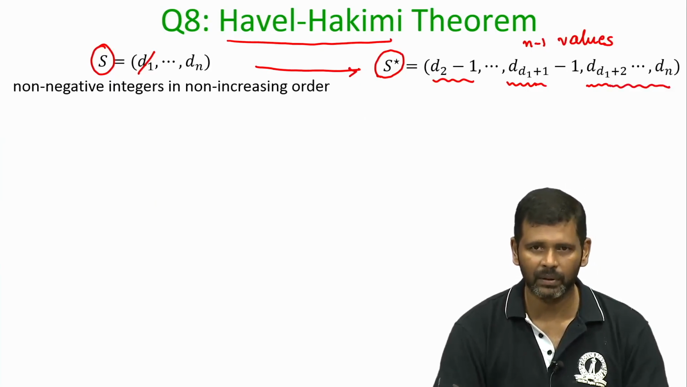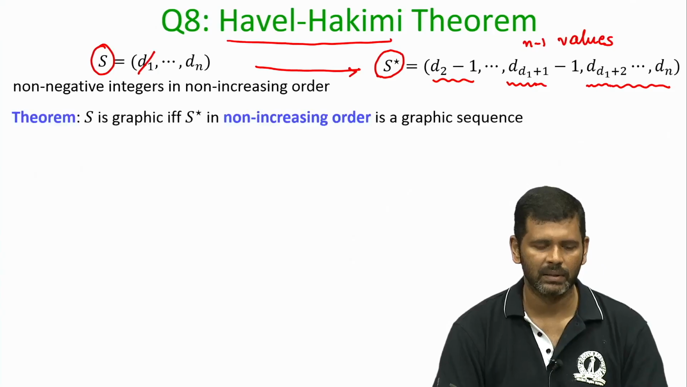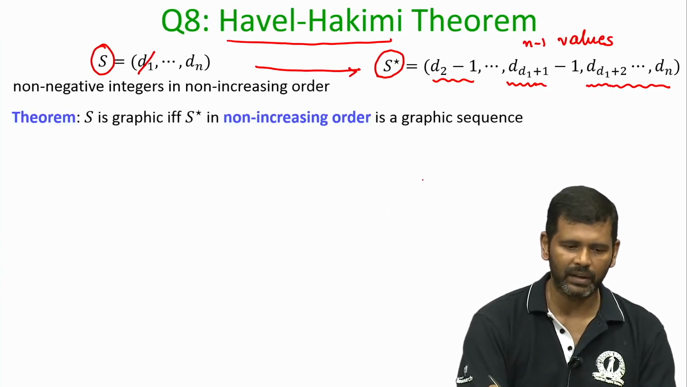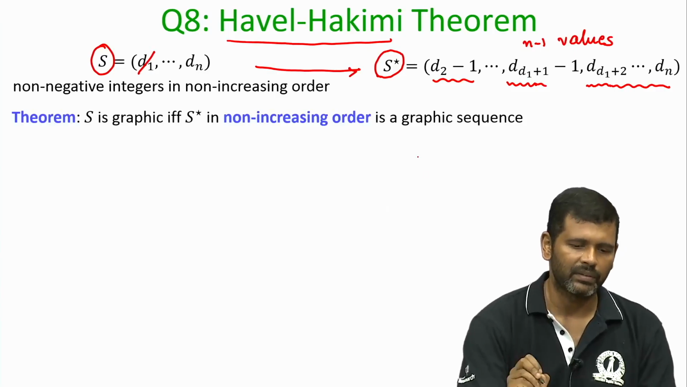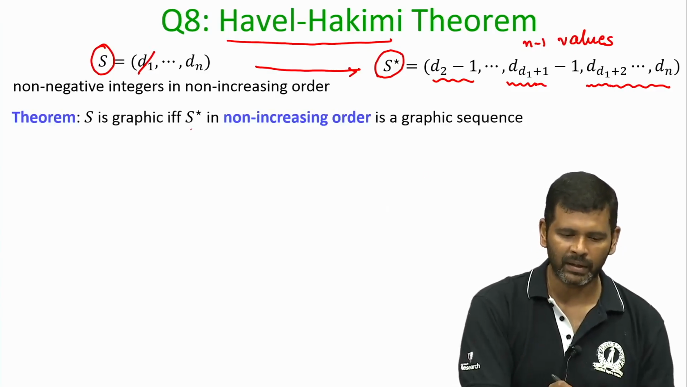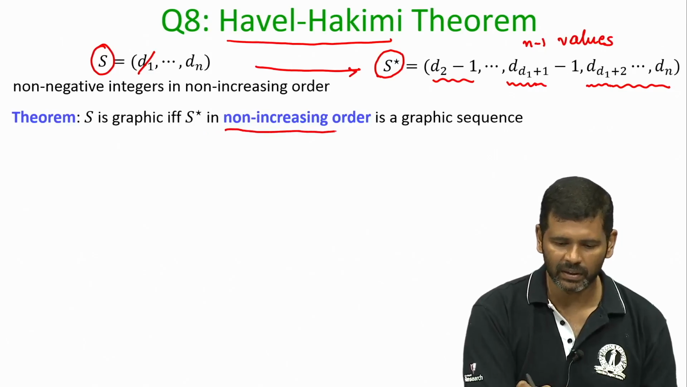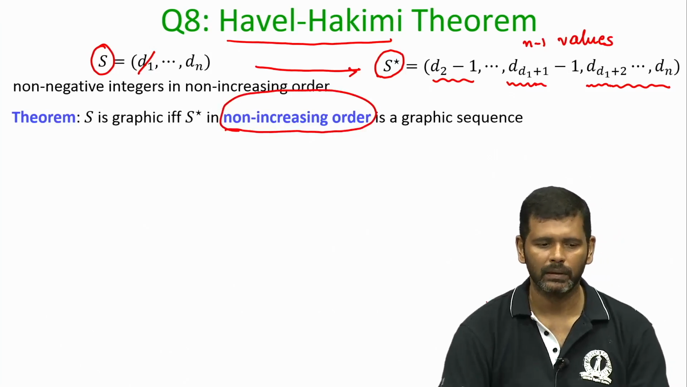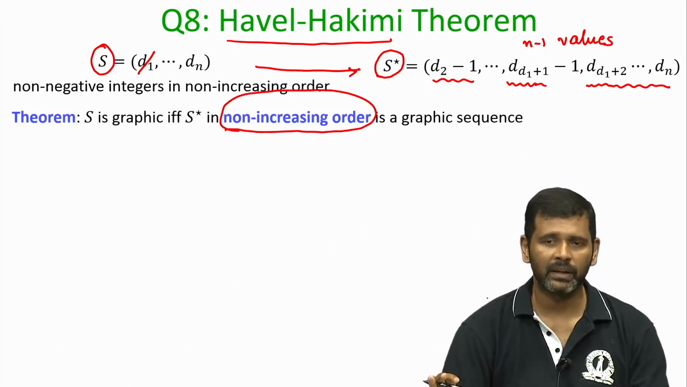So, that is the way we obtain the sequence S star. And what the Havel-Hakimi theorem says is the following. It says that your sequence S is a graphic sequence if and only if the reduced sequence S star, when arranged in a non-increasing order, is also a graphic sequence. Okay. So, for the moment imagine that this theorem is true.